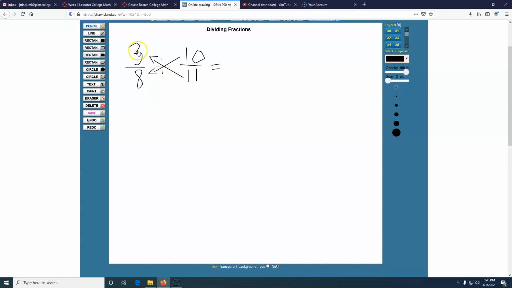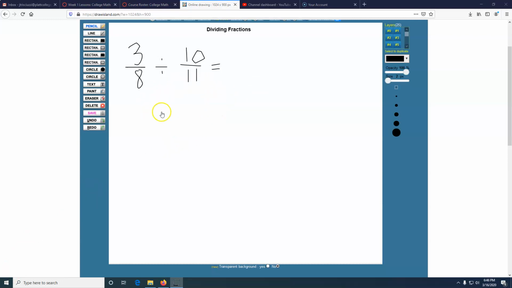So 11 up to 3, that's 11 times 3, so we get 33. And then 10 down to the 8, that gives us 80. This problem can't simplify, so we can leave this as is, and we'd be fine. That would be the correct answer. But there is another way to do this.